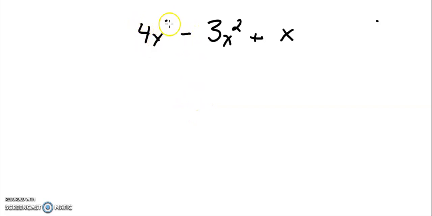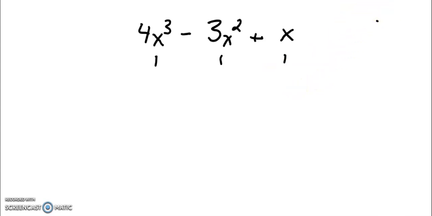So something like 3x squared is a monomial. We have one term, and everything in here is related by multiplication. As soon as we start throwing in addition or subtraction, suddenly now we have polynomials. In this case, we have a trinomial because we have three terms in the mix here.